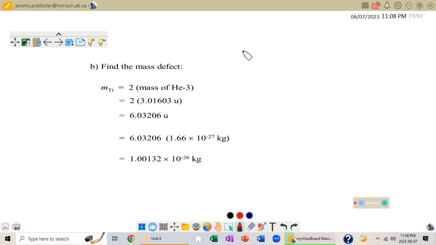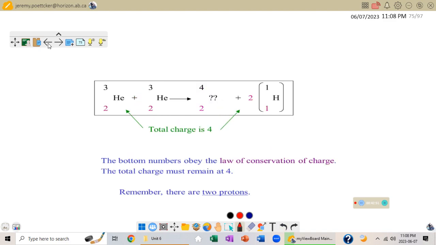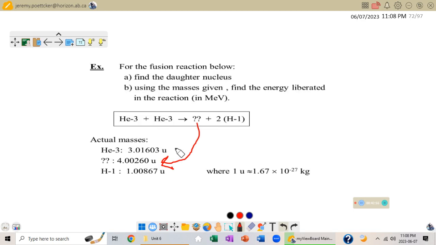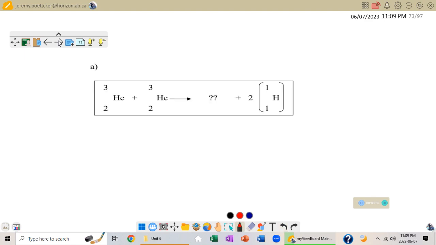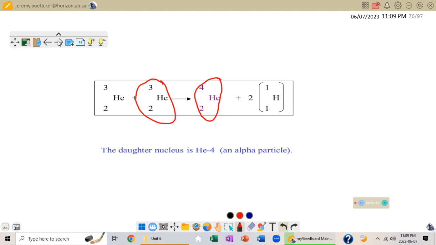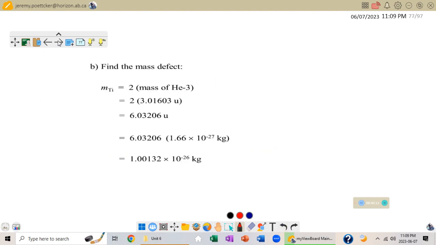If we want to find the mass defect, I should actually go back to one of the slides that we had here, because I just remembered that there's an issue. This is the issue. You should change that. 1.66 times 10 to the negative 27. Continuing back to where we were. So maybe, there we go.